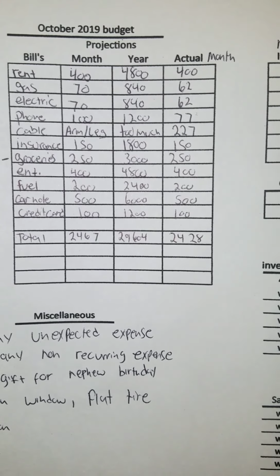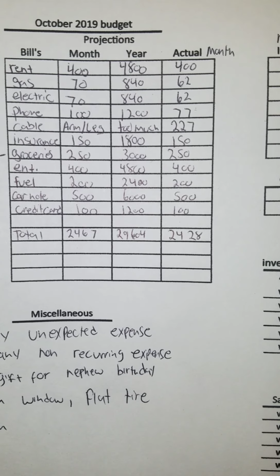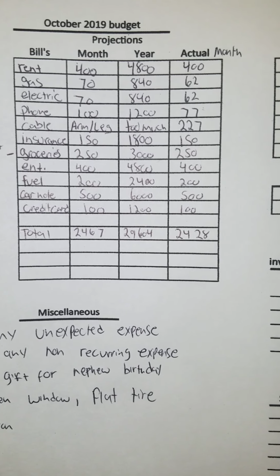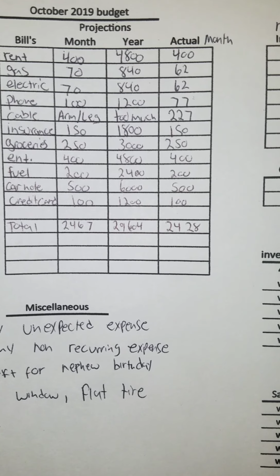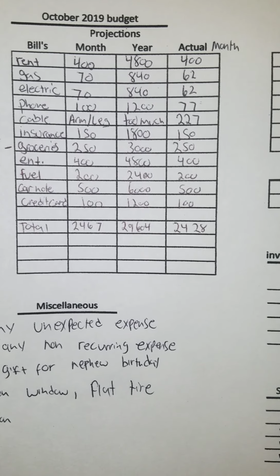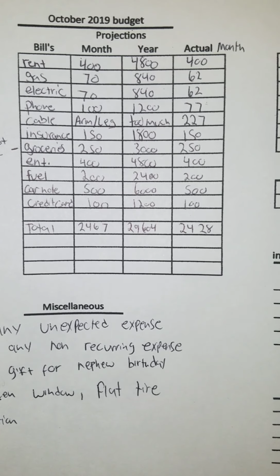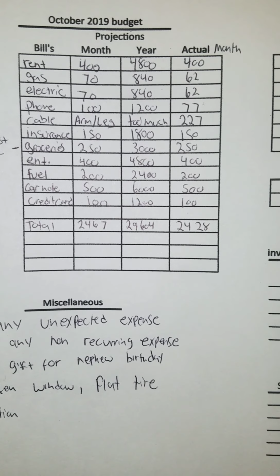You want to be as honest as possible with your projections for what you're going to spend. The worst thing you can do is lowball yourself, because if you come in too low, and your actual is way higher, then you're going to end up overspending.